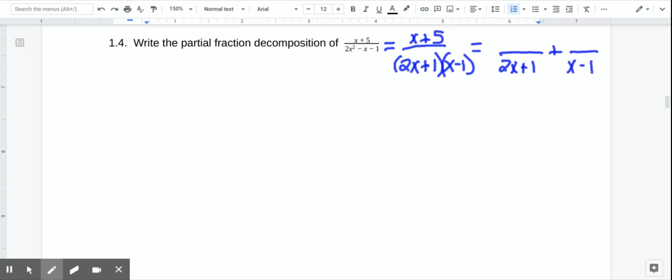And now our goal is to split that into two fractions, 2x plus 1 and x minus 1. Now these are both linear terms on the bottom, so all we have to worry about are constants on top. So we have A and B, and it is my goal to find A and B. So I'm going to rewrite all of this over here just so I can work with it.